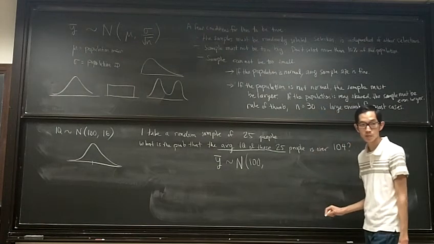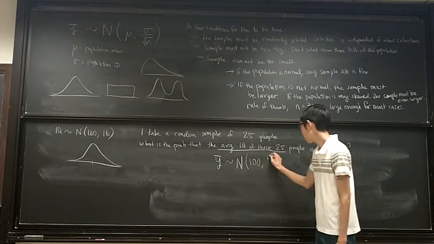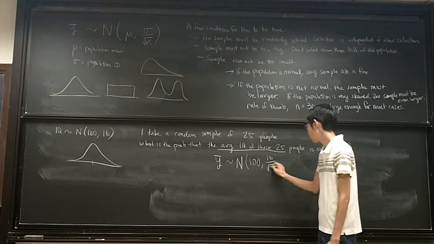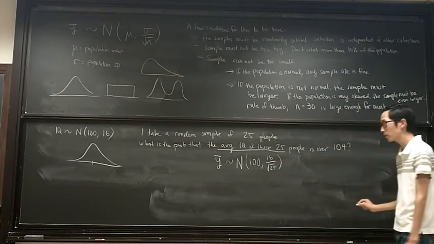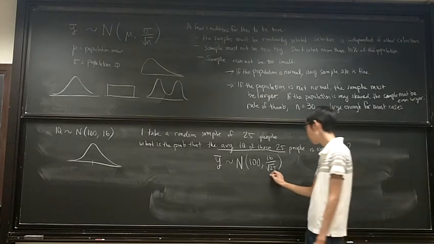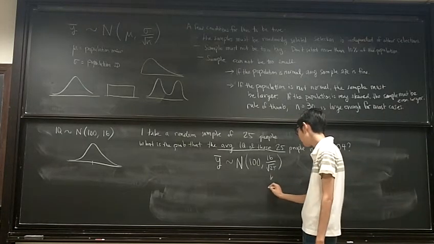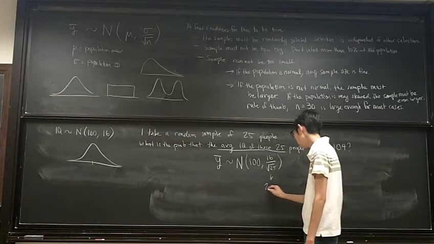Standard deviation going to be? 16 over the square root of 25. Okay, so I take sample size 25, I put that in there. So 16 over the square root of 25 is going to be 3.2.